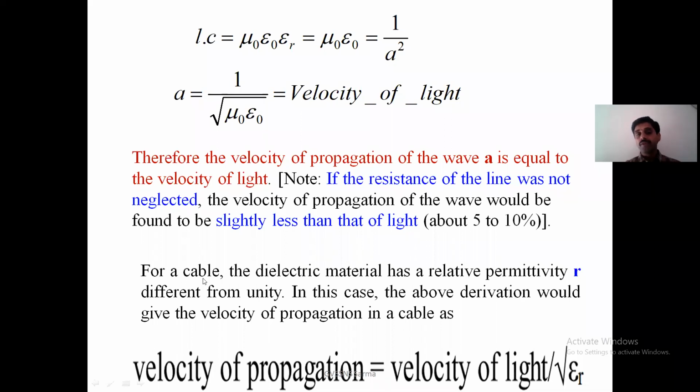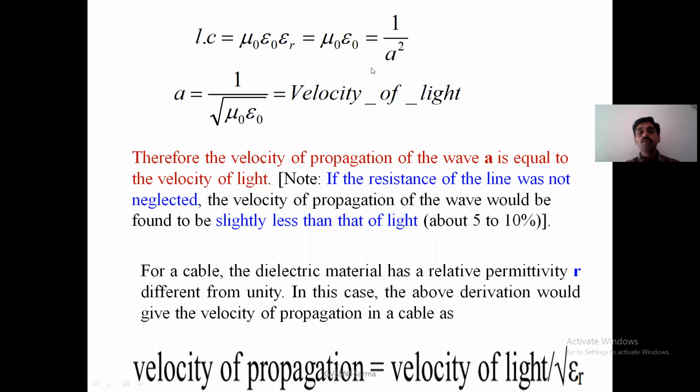For a cable, if you take the dielectric material has a relative permittivity which is different from unity, in this case the above derivation would give the velocity of propagation in the cable. How will we calculate? We have to take epsilon r also into consideration. If you take epsilon r into consideration, the square root of epsilon r will come. Therefore, this is a, the velocity of light, divided by the square root of epsilon r. So this is for a cable with relative permittivity.